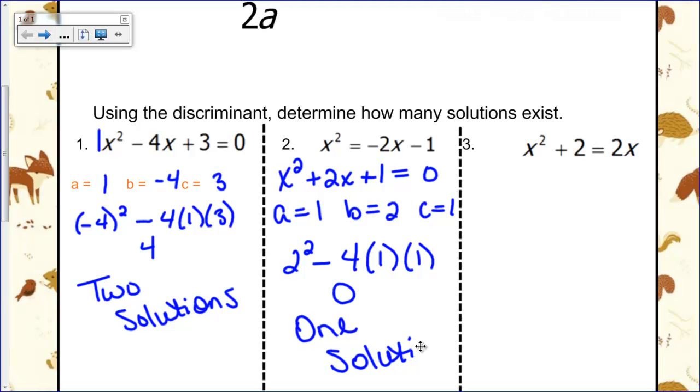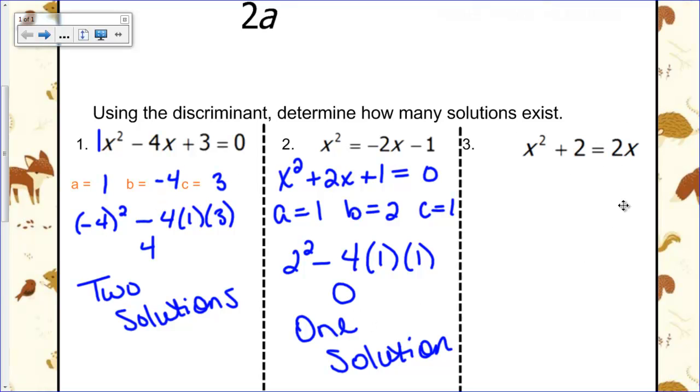So when you solve this problem using the quadratic formula, you will only get 1 answer, which means that your parabola goes to the x-axis, touches it, and then bounces off and goes back the other direction. So it doesn't cross it, but it does touch it, and it only touches it in one place. So you have 1 solution.